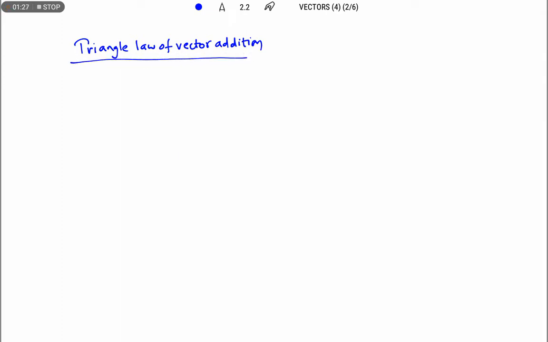Sir, what does it mean? Suppose there are two vectors given, P bar and Q bar. If these two vectors are represented as two sides of a triangle taken in the same order, then the resultant will be represented as the closing side of the triangle in reverse order. Sir, what does it mean?